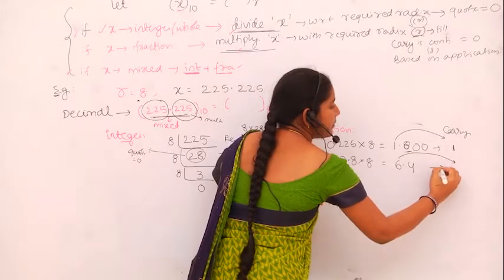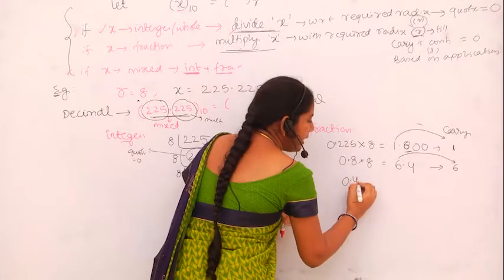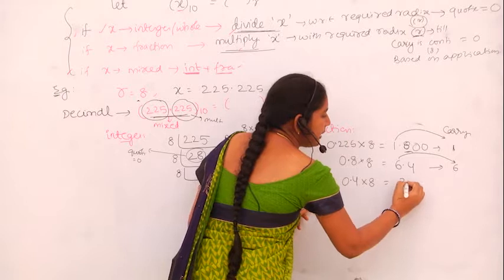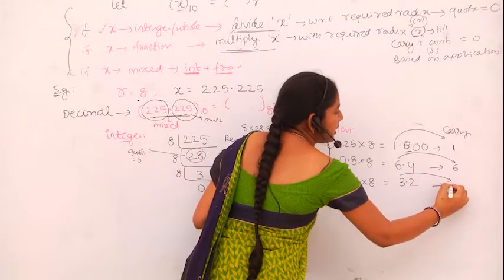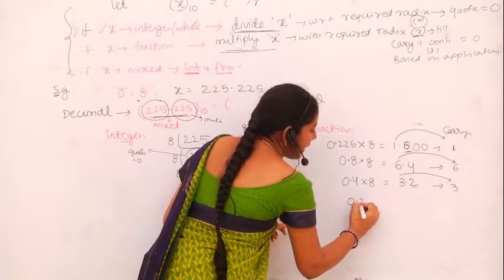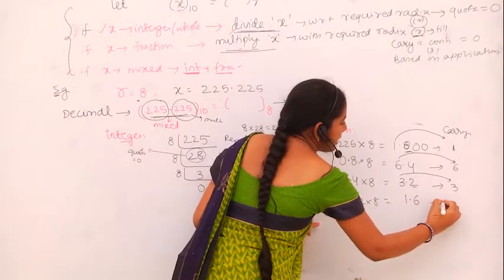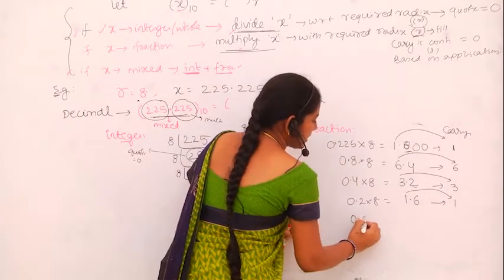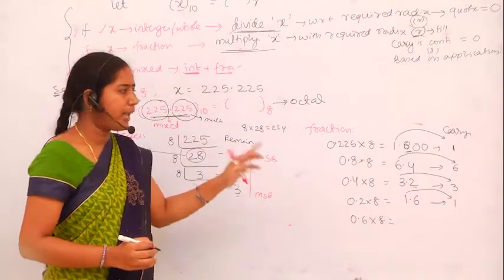6 is out because it's the integer part, and 0.4 goes to the next level. Multiply this with 8 and the result you will get is 3.2. Take this integer part out and this fraction part to the next level, 1.6, and integer part out, 0.6 into 8. In this way we can do the fraction part.